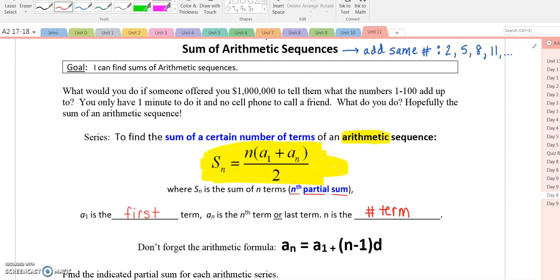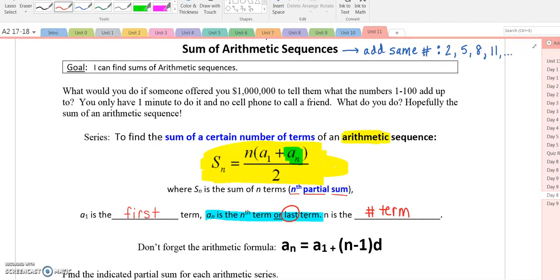So the only new part is going to be this middle piece, which is a sub n right here. And it's not exactly new, but we look at it a little differently. A sub n is going to be the nth term or the last term. So for example, if I wanted the sum of the first 8 terms of the sequence, a sub n is going to be a sub 8, so the 8th term. It's that last term in the sequence.